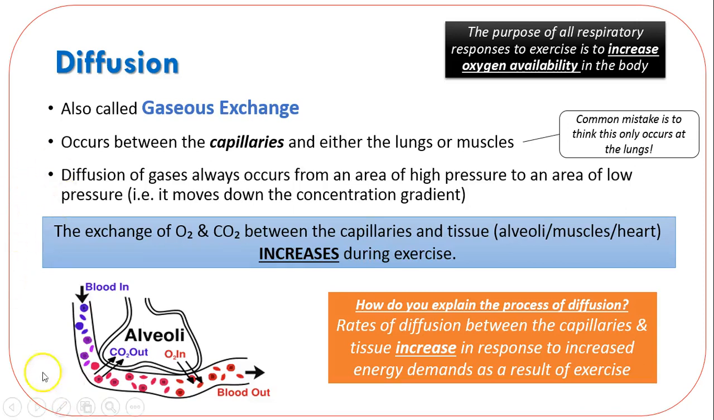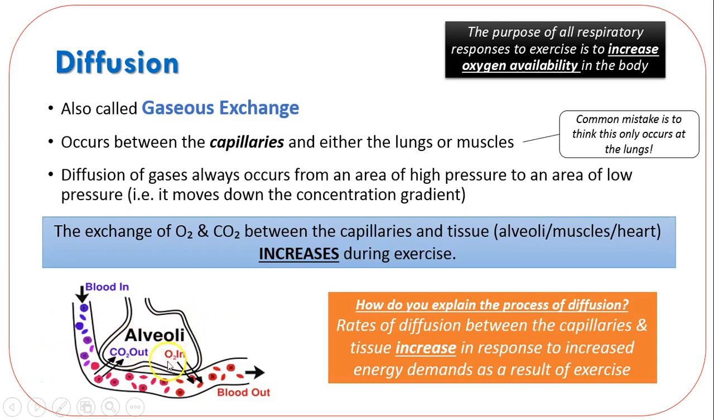So if we look at our little diagram here, we've got alveoli and we've got capillaries. The blood coming from the body has lots of carbon dioxide in it. It has a high concentration of carbon dioxide. And our alveoli that have just breathed in have low concentrations of carbon dioxide. So based on the fact that things go from high pressure to low pressure, that carbon dioxide is going to go across the membrane into the alveoli.